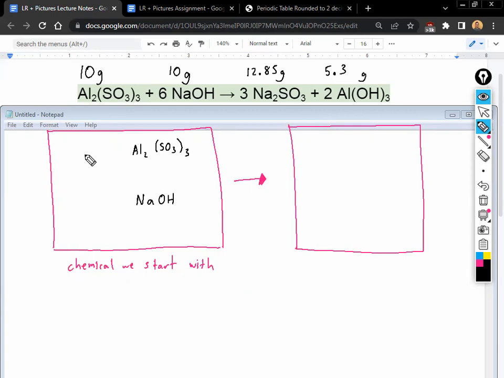Oh no, we need to write down the numbers. So how many grams of this guy do we have? 10. So we just write 10 grams of this guy, and then the other one 10 grams. So we're done with the left side of the picture. That's it.